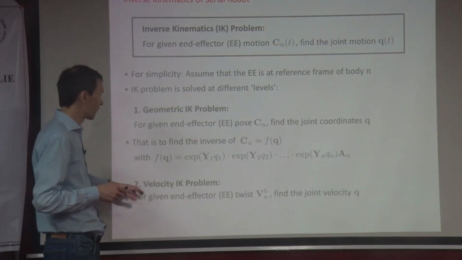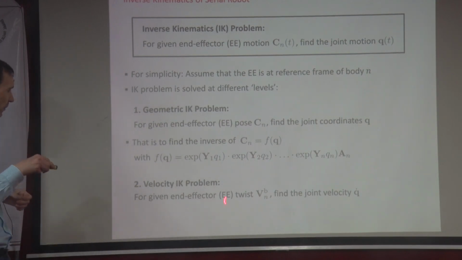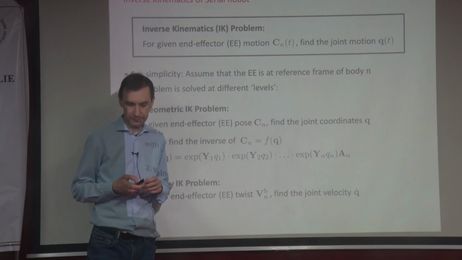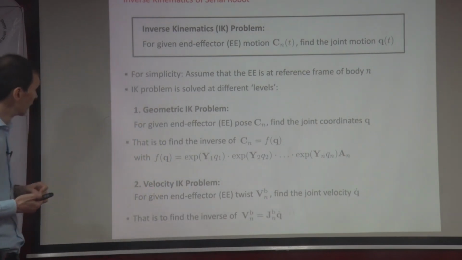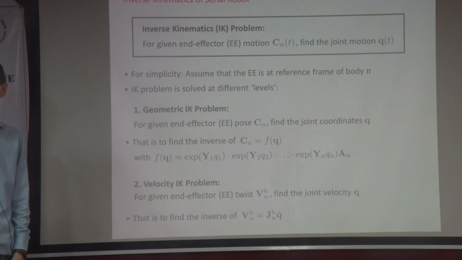Okay, and the other thing is the velocity inverse kinematics problem. So given the twist of the end effector, I would like to find the joint velocities. Which means that we have to find the inverse of that relation. And as we said on the very first day, this is doable if J, for example, is square and full rank. What if J is not square? Then the pseudo inverse will happen. Exactly, then you take the pseudo inverse.